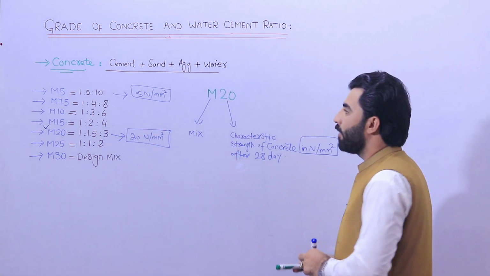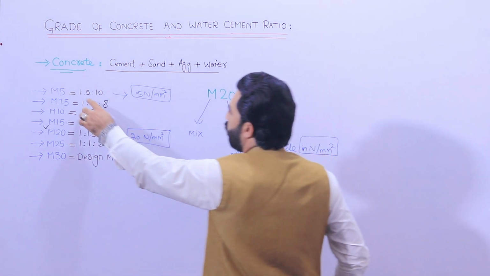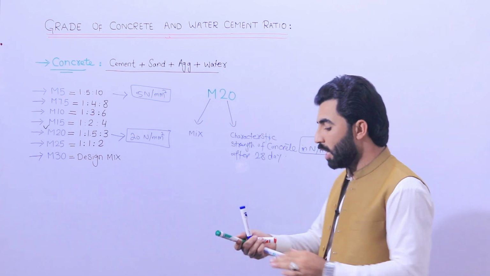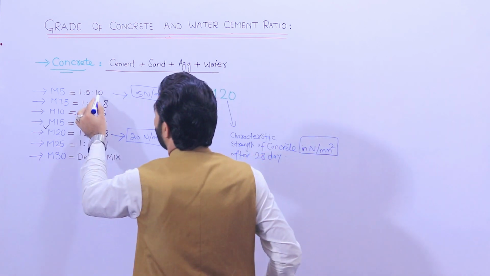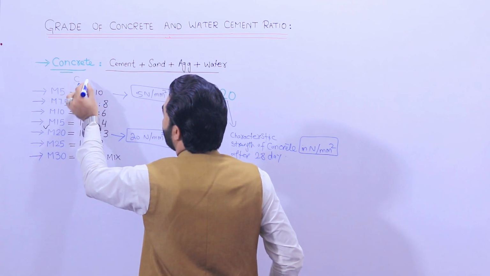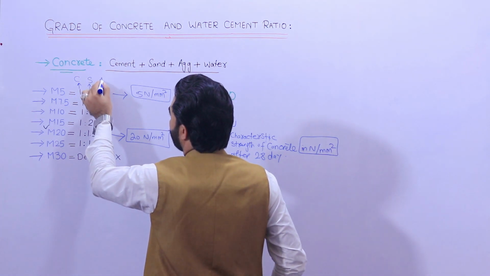Now guys, for M10, as I told you before, we have 1:5:10. So now what is 1, what is 5, what is 10? So 1 is cement, 5 is sand, and 10 is aggregate or crush.